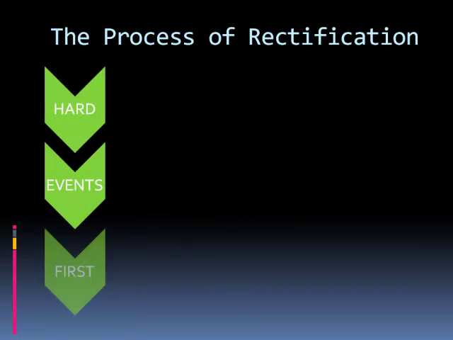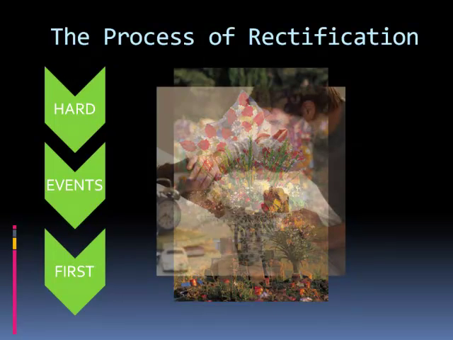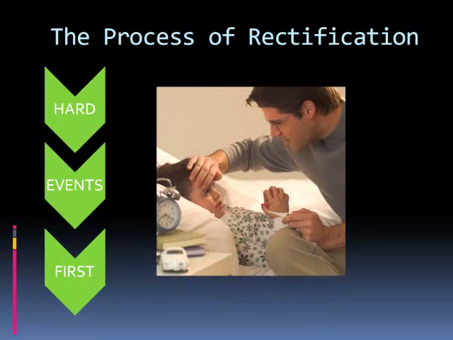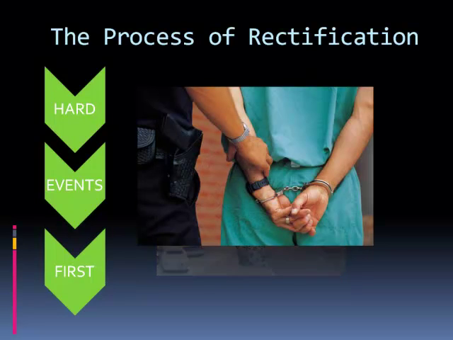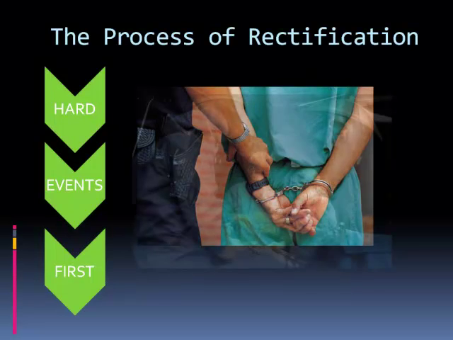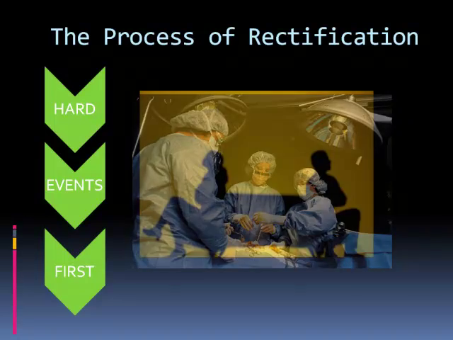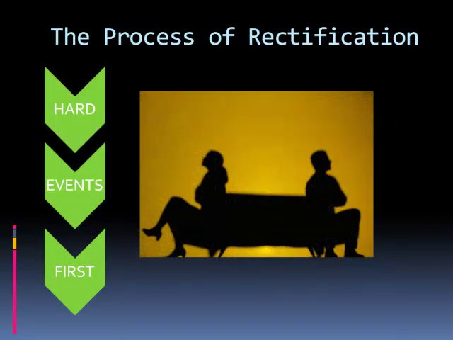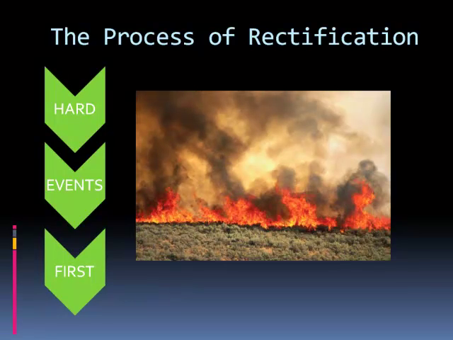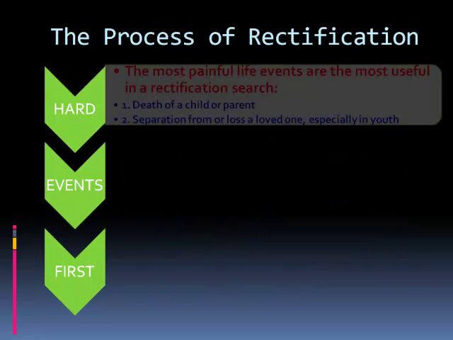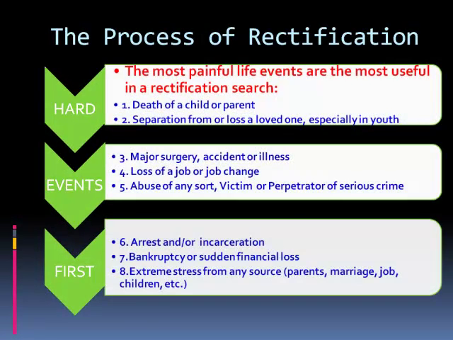Now, in this process of gathering events, the most painful life events are indeed the most useful in a rectification search. They stand out most prominently. Such things as death of a child or a parent, separation from or loss of a loved one, especially in the youthful years. Other issues such as surgery, accident, illness, job change or job loss. Any of these issues are emotionally stressful for us, and they do show up in our chart as natal planets and configurations are activated.